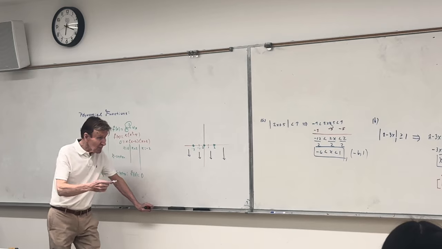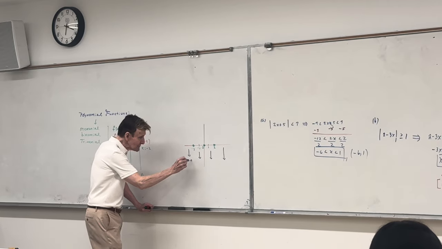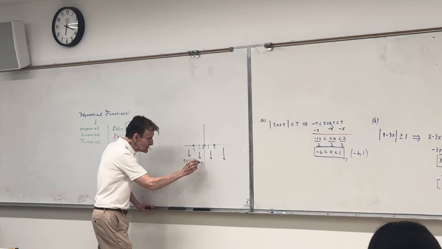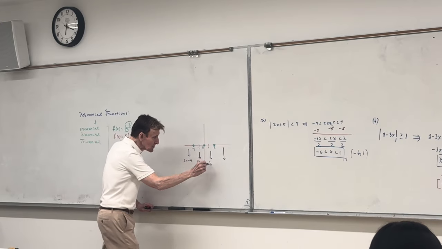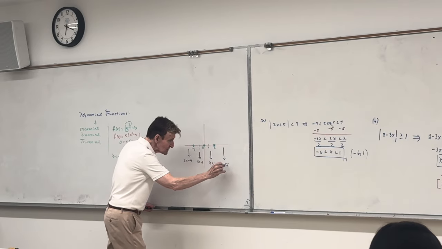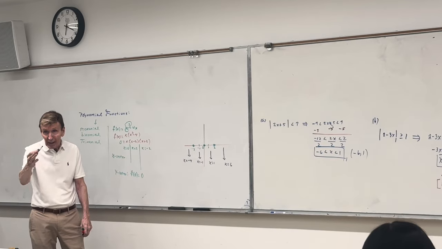Out to the left of -2, it's your choice. I'm going to try -4. In between, I'm going to try -1. In between here, I'm going to try 1. Out to the right of 2, I'm going to try 6. Much like sign analysis. I think that's what we had in mind.